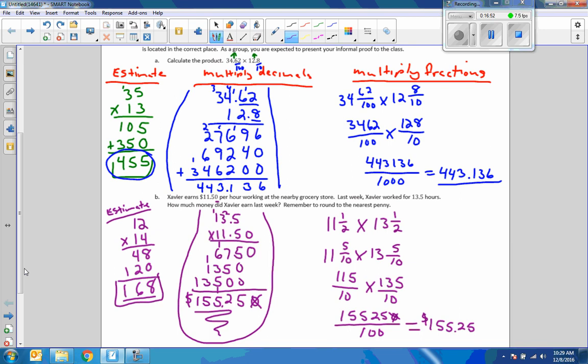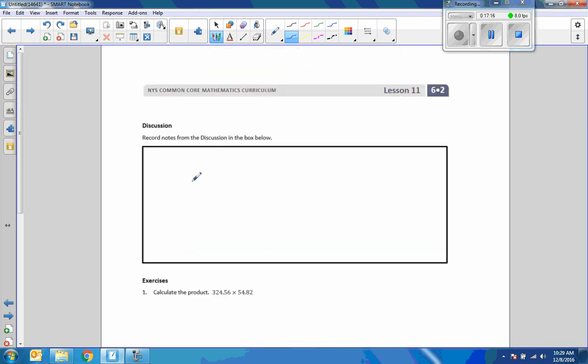Okay, that's what this question's asking. In the second problem, how many decimal digits did the factors have, and how many did the products have? Okay, in other words, what it's asking is, how many decimal places were in the original question? How many decimal places were in the original question? And how many decimal places were in your answers? Okay. So record what you think it is in this box. And I will pause the video.